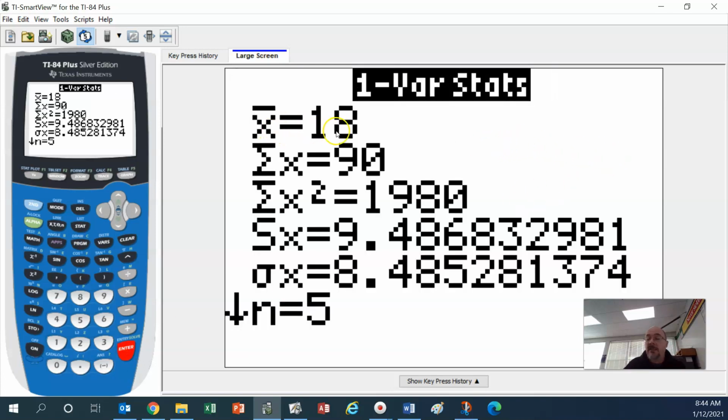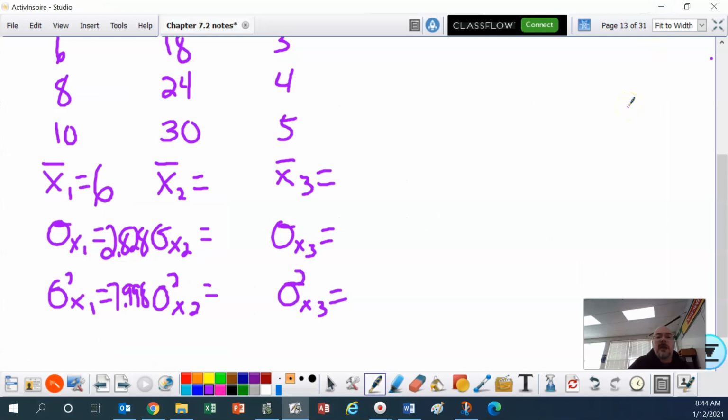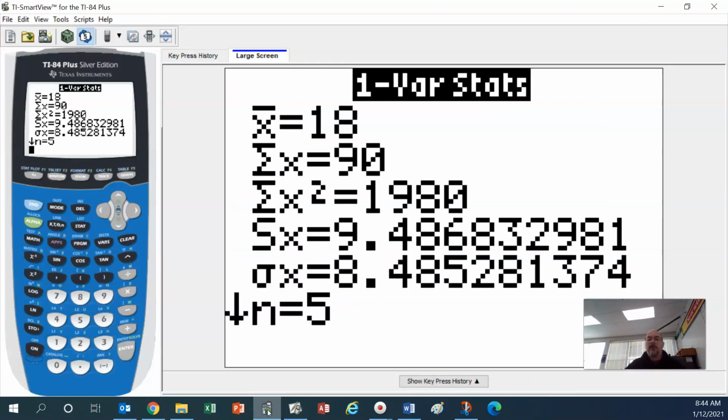So my mean is now 18. It was 6, now it's 18. Oh, look at my standard deviation. My standard deviation was 2.828, but now it's 8.48. We're going to round that to 9. So the standard deviation changed. The mean is now 18, and the standard deviation is 8.485. Let me double check. Yeah, 8.485.